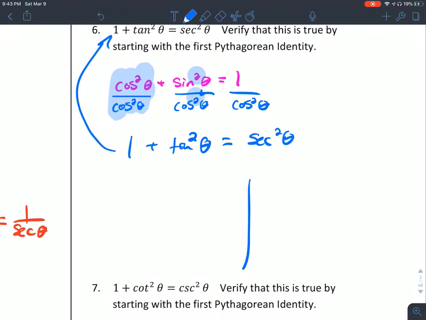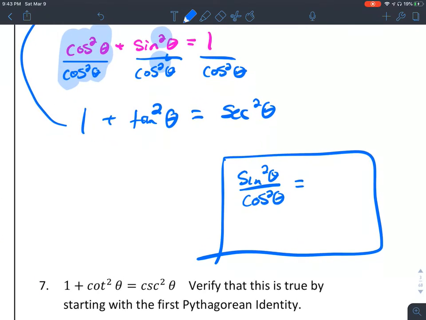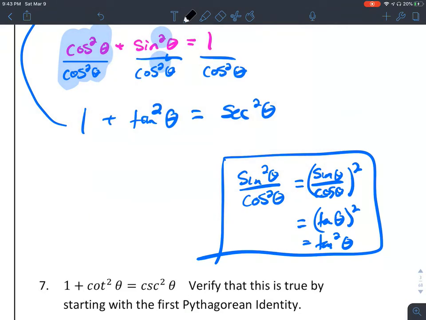Let's do a little sidebar here just to explain why sine squared of theta over cosine squared of theta is equal to tangent squared. Using properties of exponents, we could call this sine of theta over cosine of theta, squared. And then sine of theta over cosine of theta is tangent of theta. And then that written in more condensed form is tangent squared of theta. I am not asking you to show this work, this right here. I'm just trying to show you why those things are equivalent.